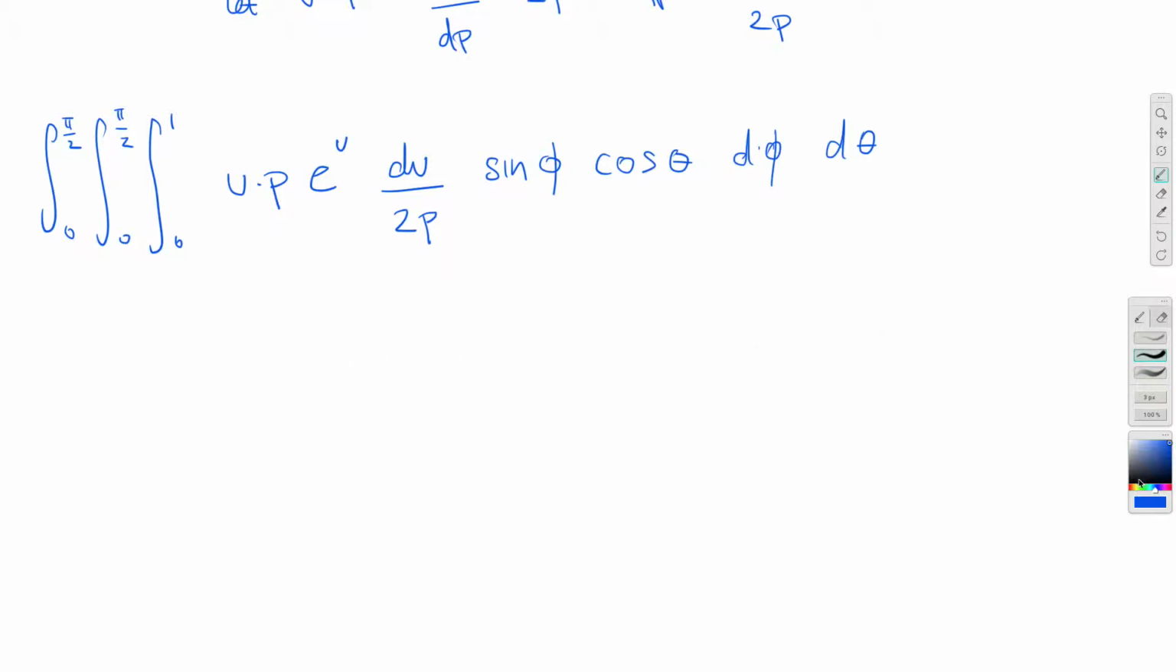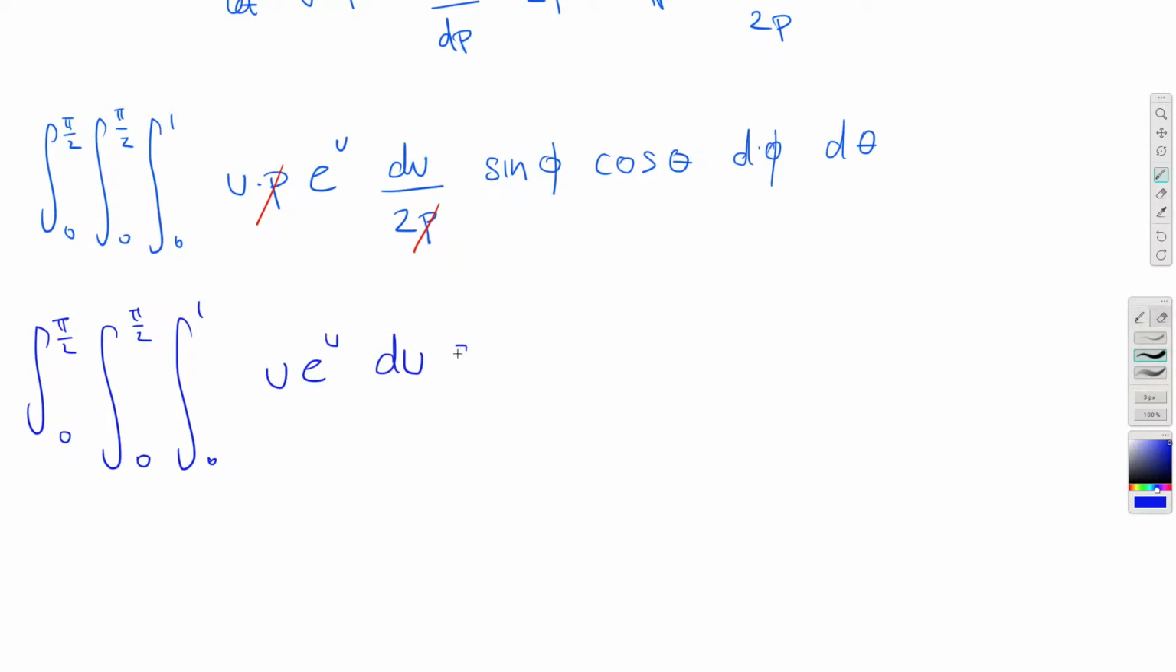Alright, then you have to realize that rho cancels with rho. Then you write it out again. You should be getting mighty sick of writing this out again. u e to the u du sine phi cos theta d phi d theta.